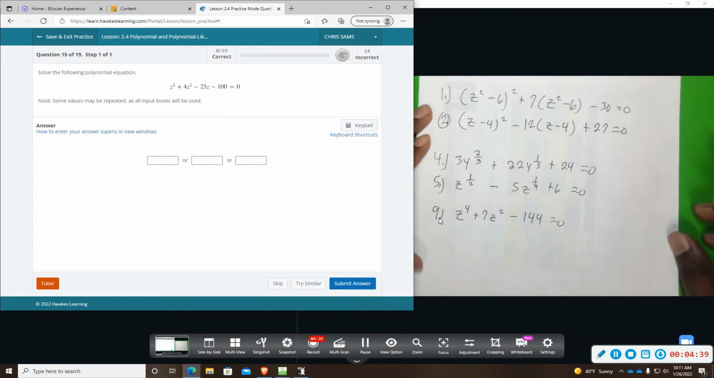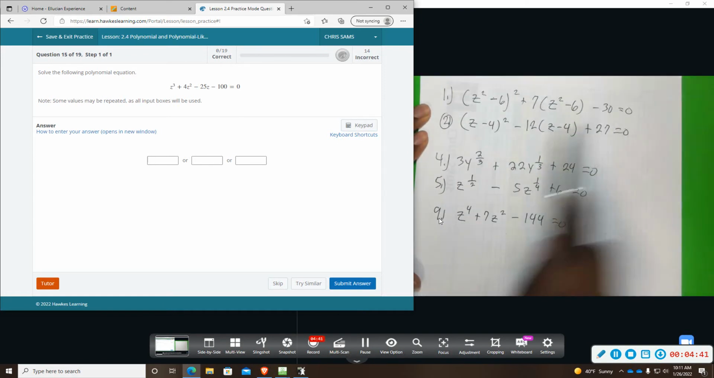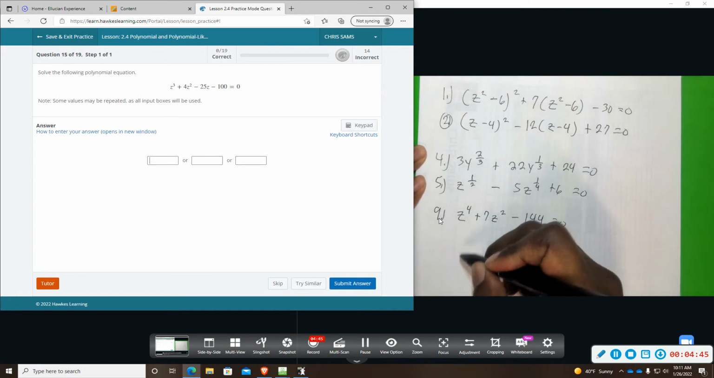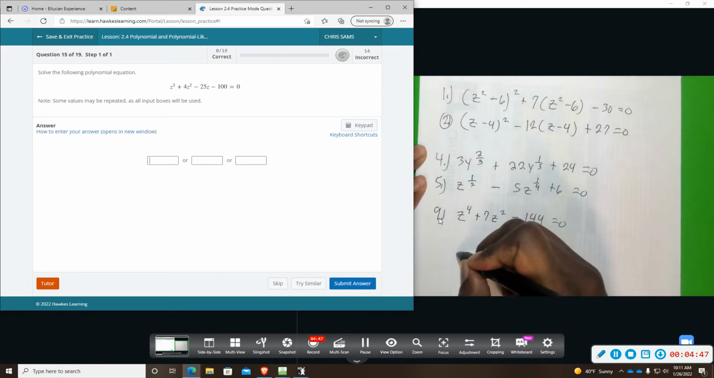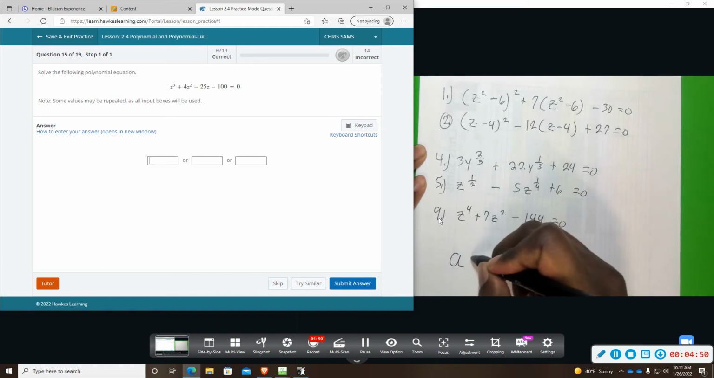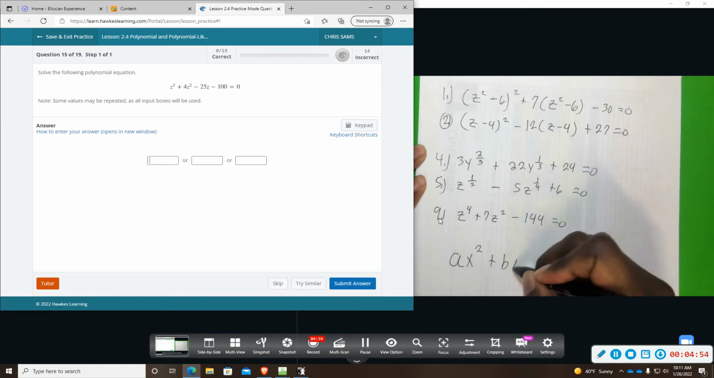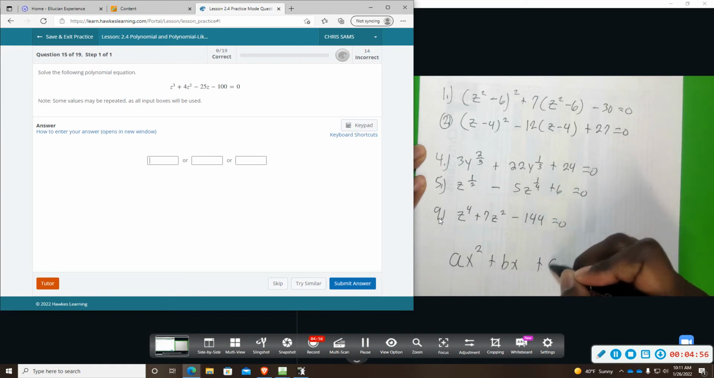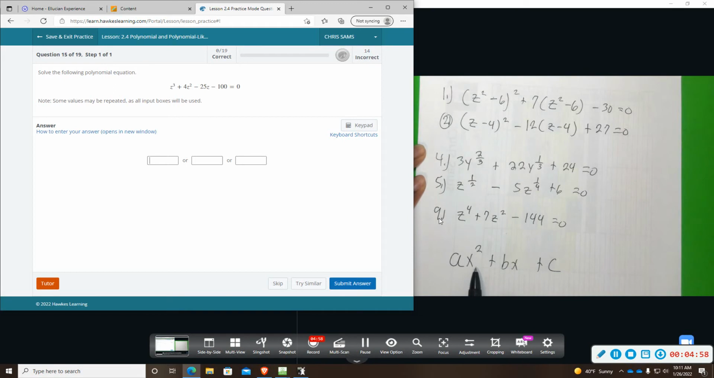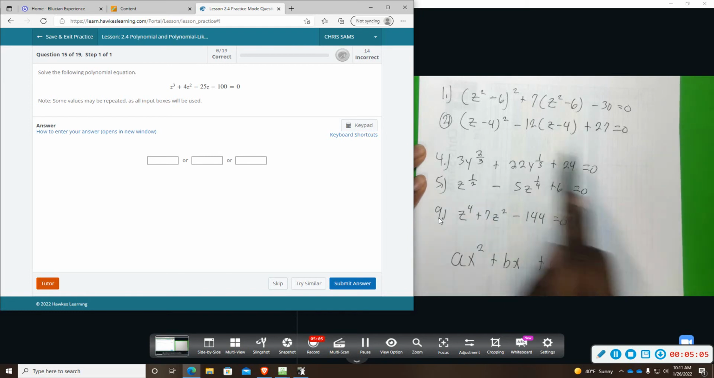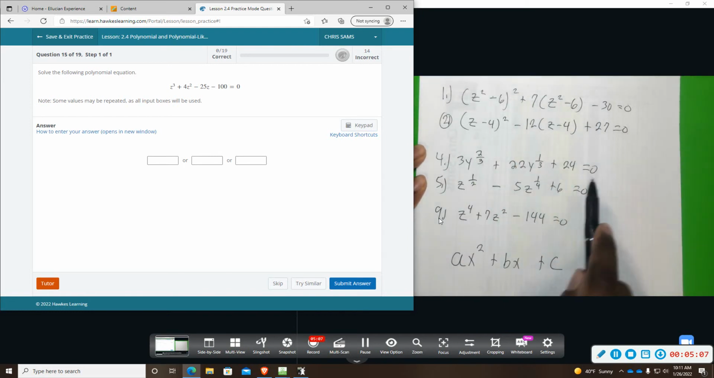So what I want you to notice is that we're going to work all of these problems exactly the same. I want you to notice the pattern. They all resemble quadratics. So if I look at a quadratic formula, ax squared plus bx plus c. Quadratic formula has the same variable. So all of these are in one variable. Whatever variable they have in the problem is the same all the way through. Okay. These are z's, these are y's, z's, and this is x.